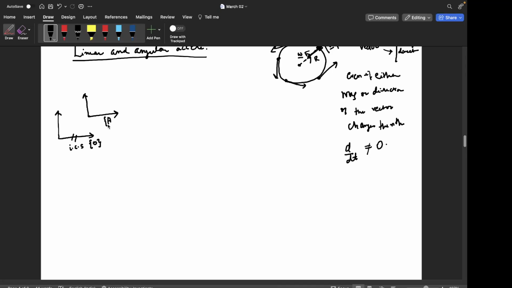let's call it the A frame, and then there is a point P. All right, so P is the point of interest, and P might be doing a general motion. It might be translating plus rotating, so a very general kind of motion.